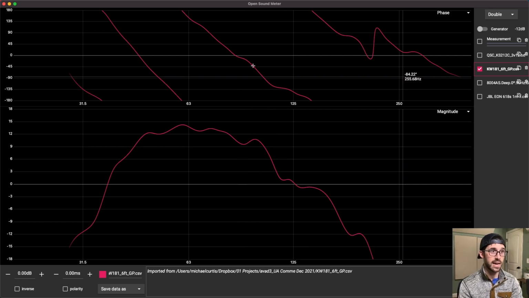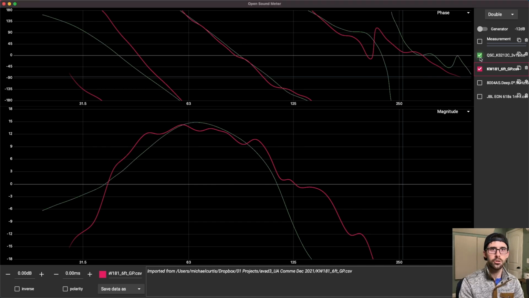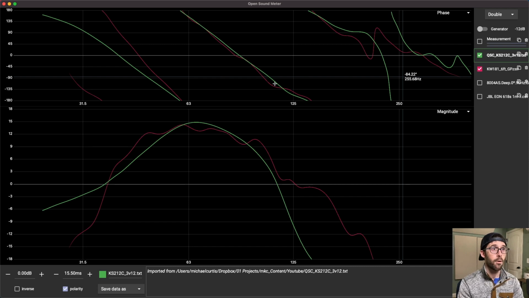We see a downward phase trend right here. So it is behind. If it were flat, it would be in time. If it were rising, it would be ahead. So it is down. So it is late. And we're going to see if we can get the phase slope of the KS212C to match with this, giving us maximum summation. So if I turn on this guy, I've already matched it.